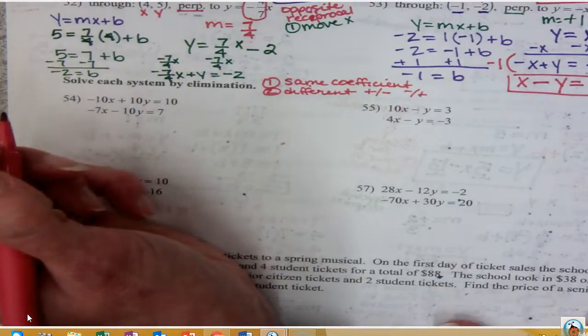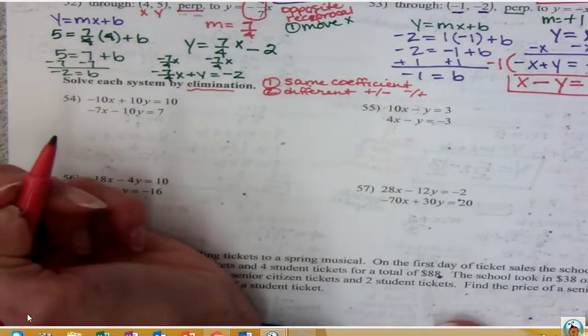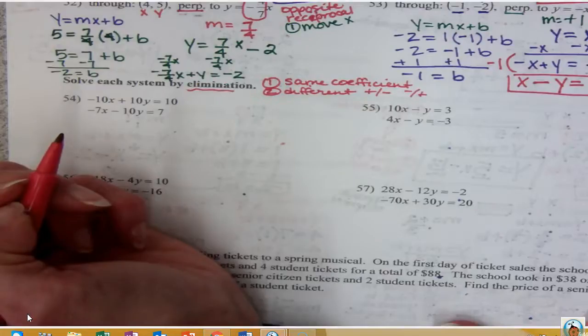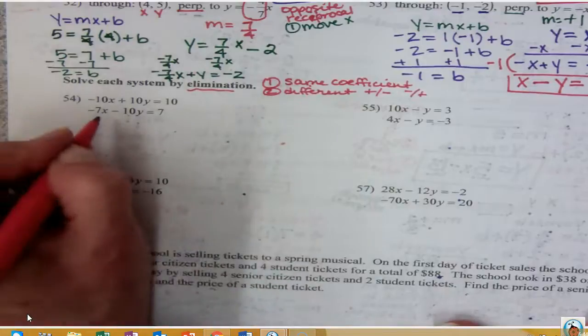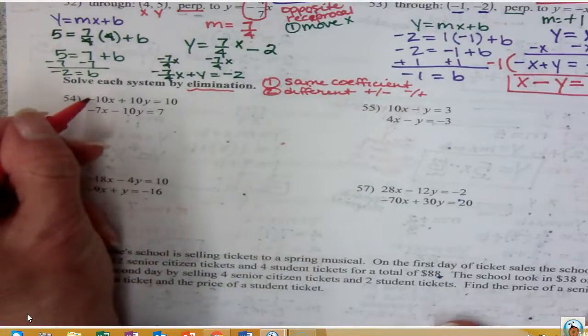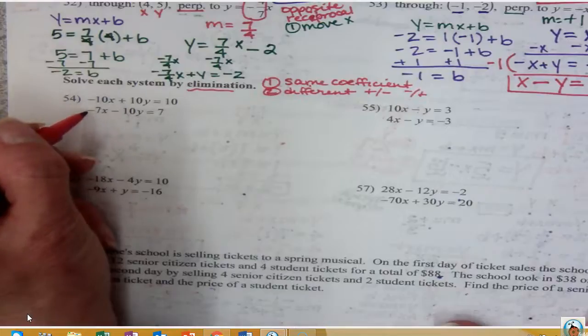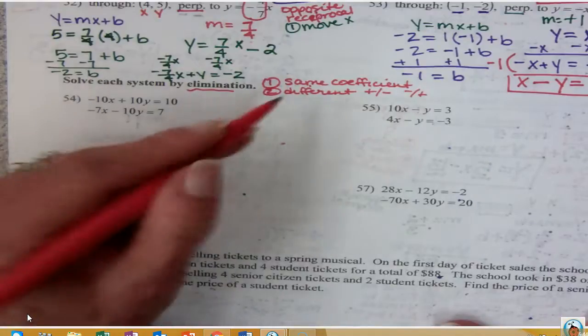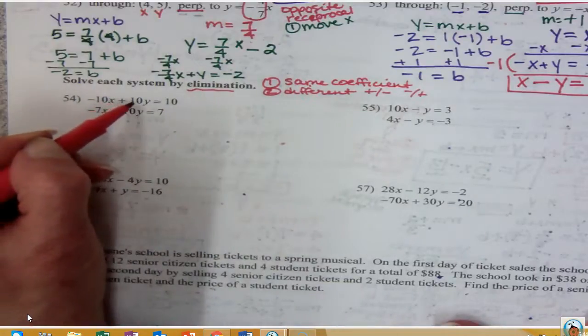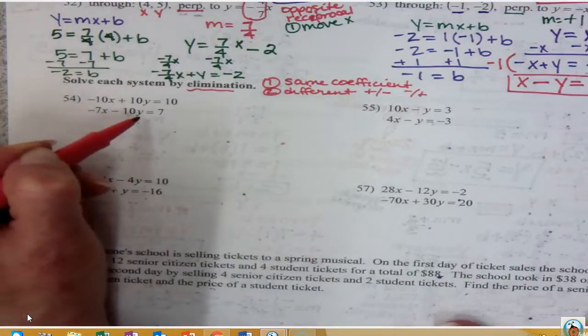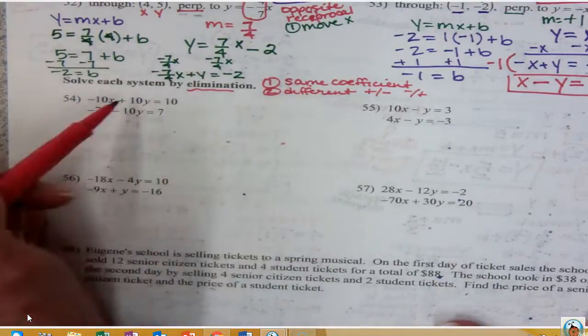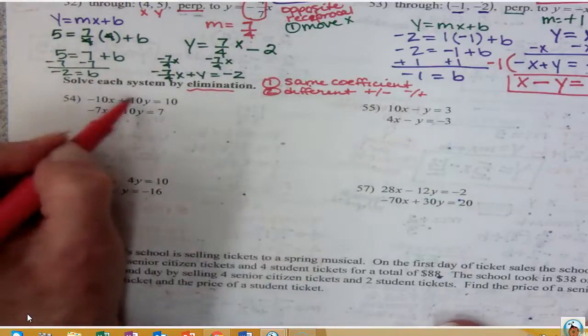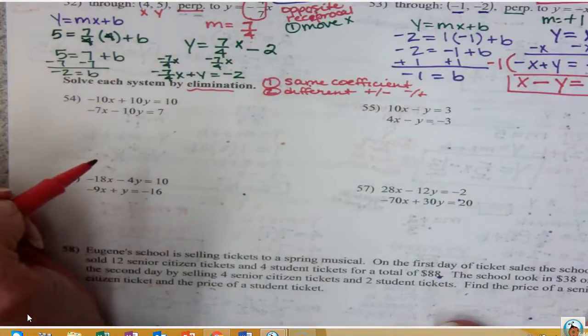And the reason is we're looking for a way to eliminate one of the variables so that we can only have one variable in the equation. We only want one variable. So here, I've got a coefficient of 10 for my x, and I've got a -10 and -7. Those are not the same, and they have the same sign, so neither of those satisfy here. Here I've got a +10 in front of my y and a -10 in front of my y. Those are the same coefficient and different signs, so we're good. We can effectively eliminate our y.